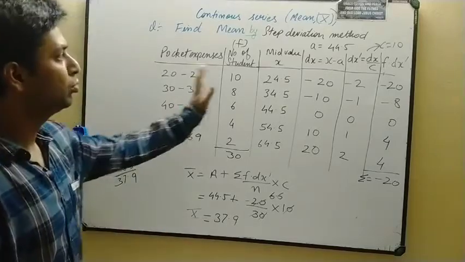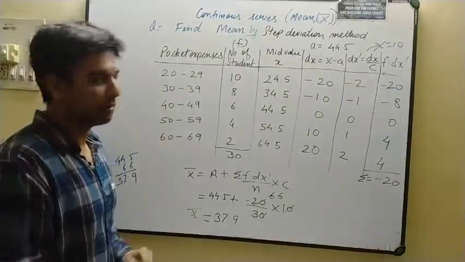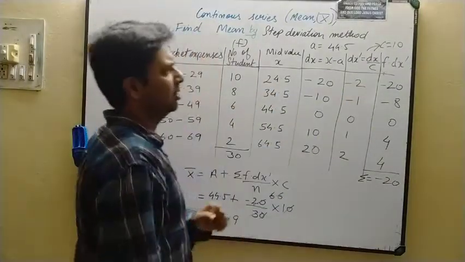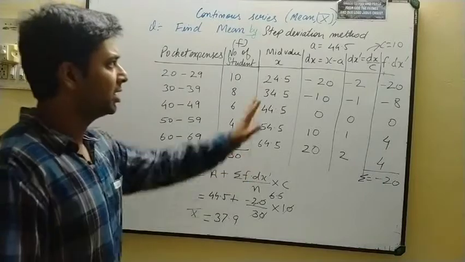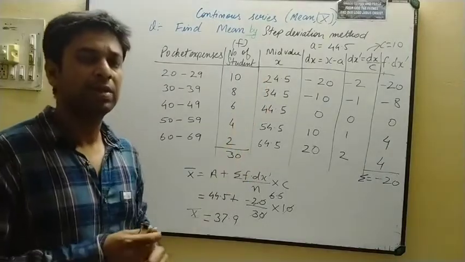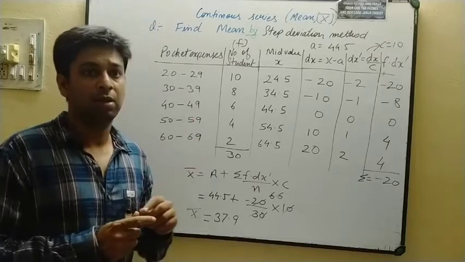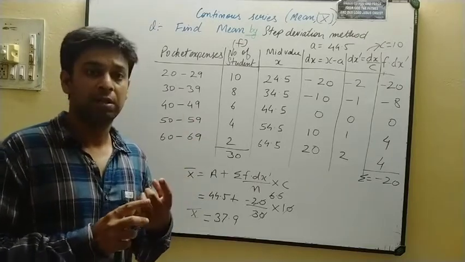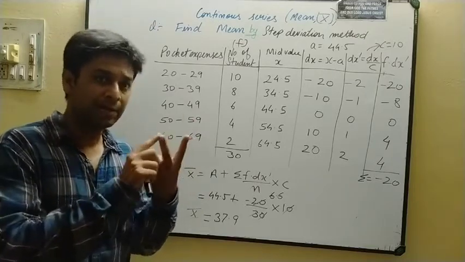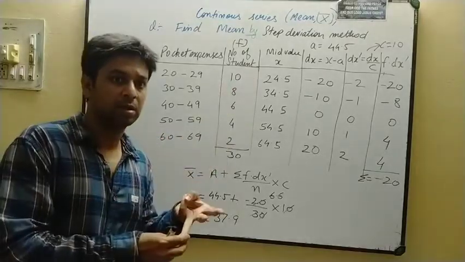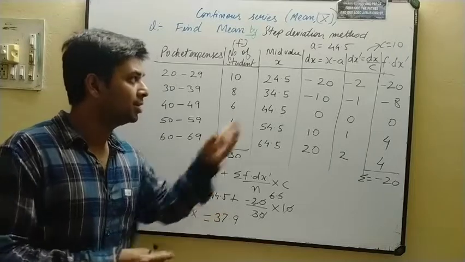Your mean by step deviation method. Only one or two steps increase over here, dx dash will be there in case of step deviation. So how many methods have we learned in this individual method, discrete method, and continuous series method? There were three: direct method, assumed mean or shortcut method, and the last one, step deviation method. So just note it down.